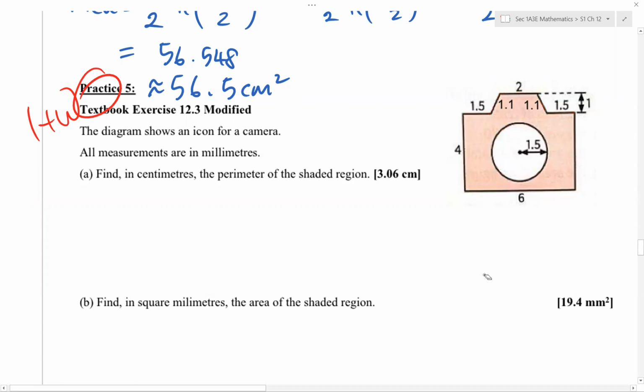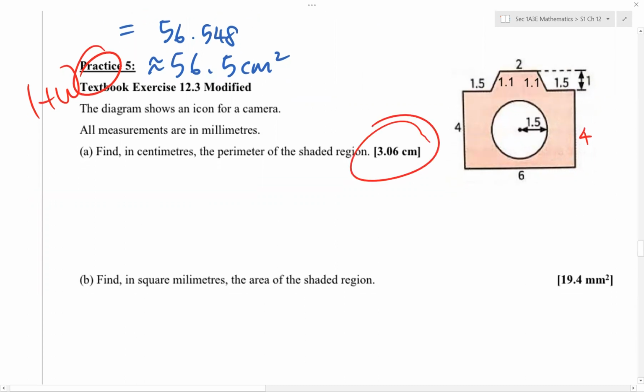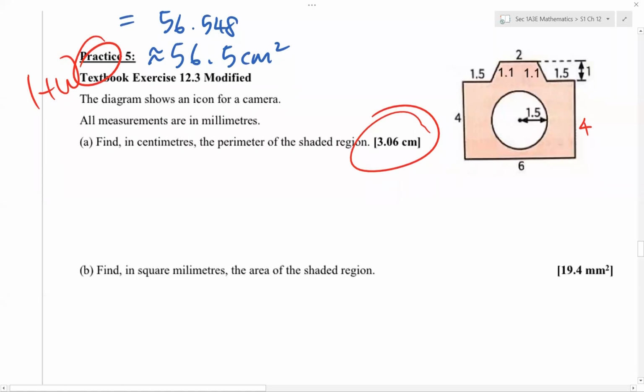Now, we are interested in the presentation. So do we actually have all the distances already? Yeah, actually they're all given already. This one over here is 4. So just add everything up, you should not have a problem. Okay, and the answer is given to you. You can check. Part B, find the area of the shaded region.